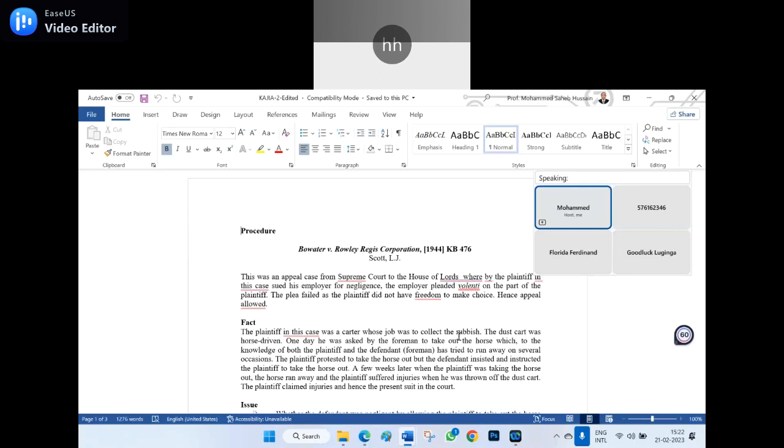Sub-heading: heading in the center. Fundamental rule: heading should always be bold and in capital letters. Bold is different, capital letters is different. Bold means B. In the computer, B.